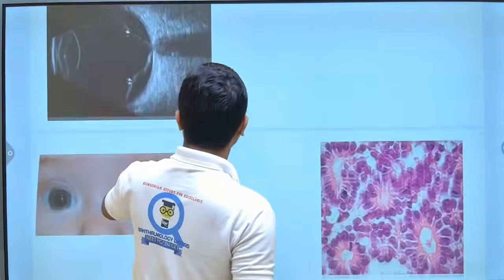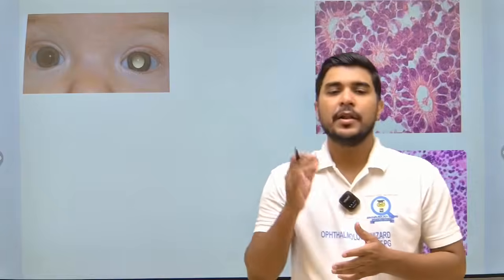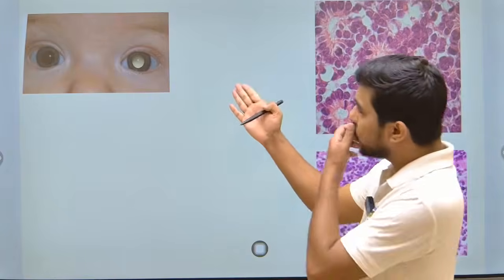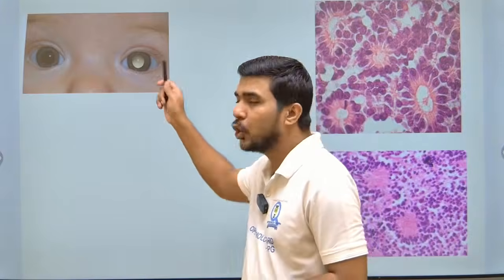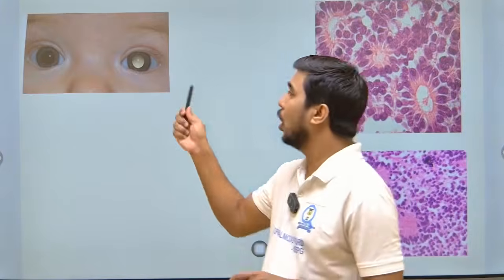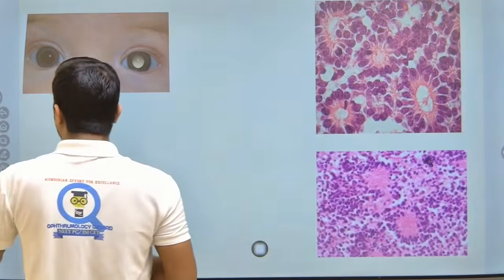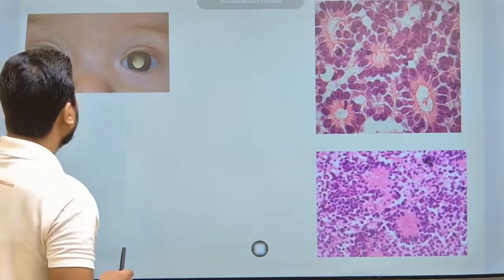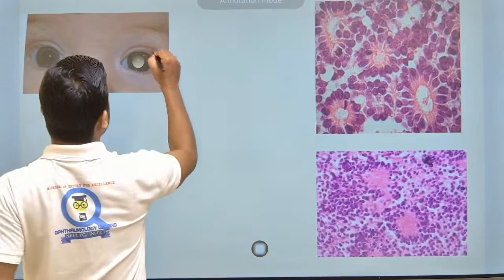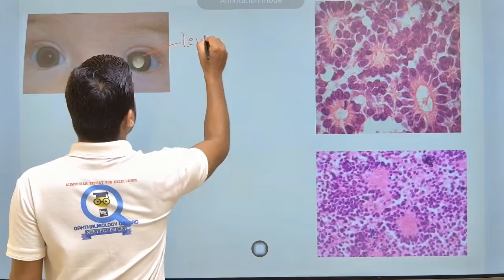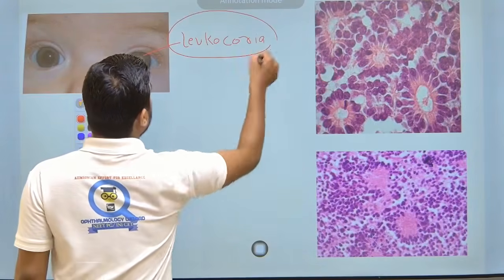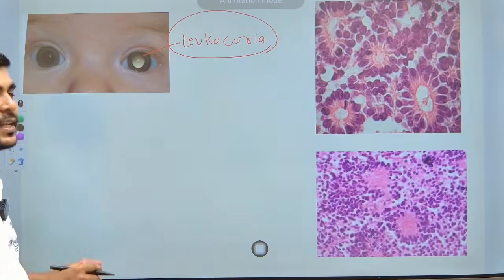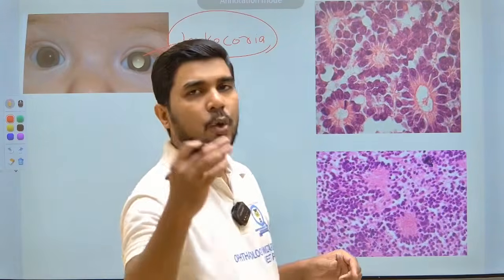Now moving on to the next image. In this image you can see a child having a unilateral leukocoria, or white reflex. We call it leukocoria. There are so many other causes of leukocoria.